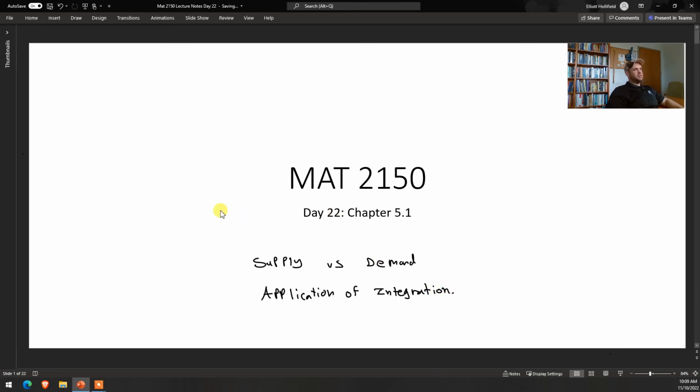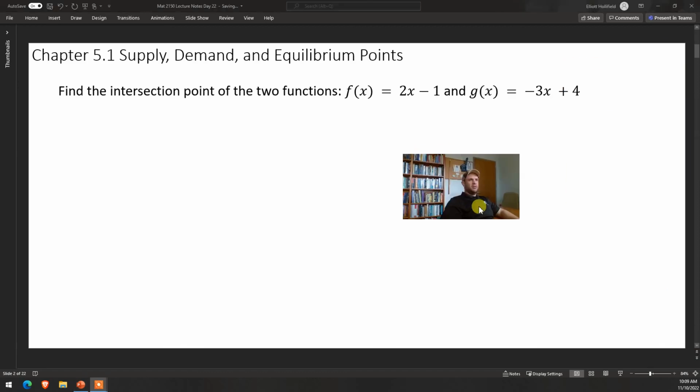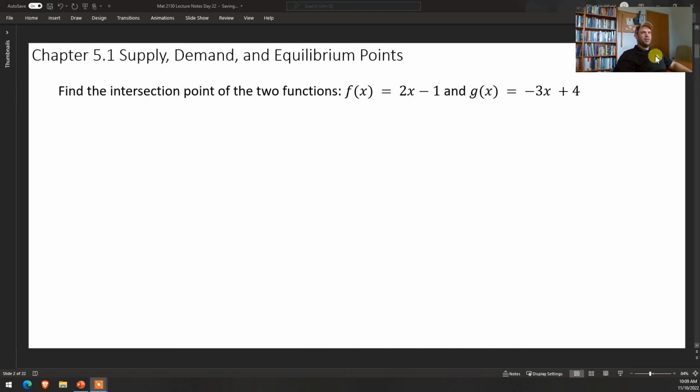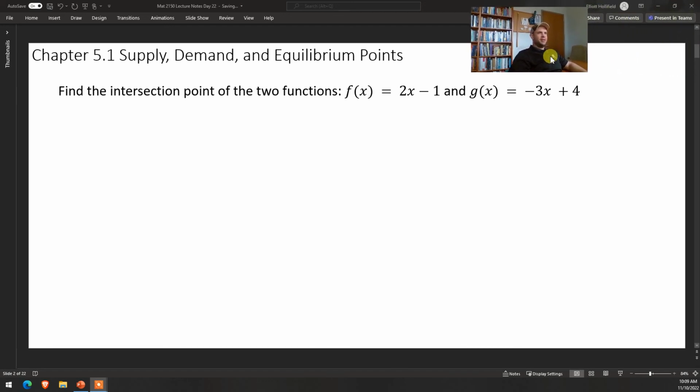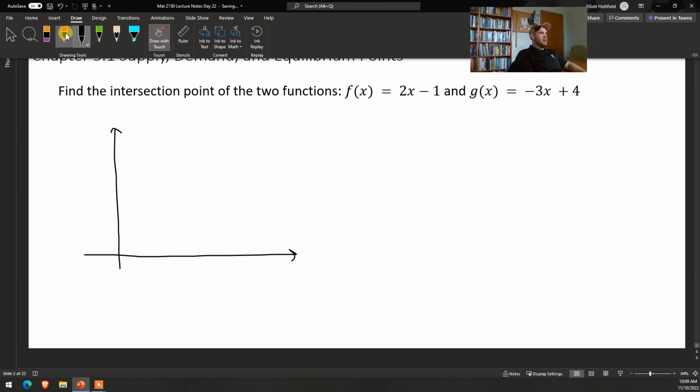First, some prerequisite material. Let us consider two functions. Here we have two lines, and I'd like to consider the graph of these two lines and to find their intersection point. Now, since the slopes of these two lines are 2 and minus 3 respectively, they're not parallel and hence they must intersect somewhere.